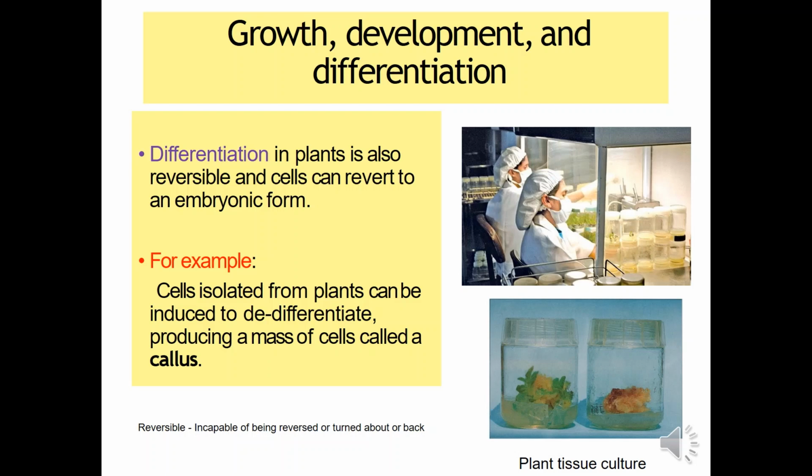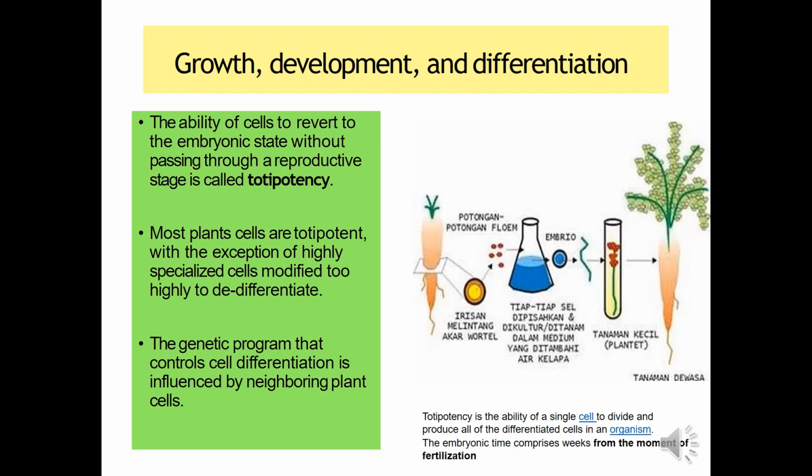They isolate cells from the plant, for example from the leaf, so it can be induced to differentiate. Just now you learned about differentiation. Now, in order to differentiate, the plant cells can reverse to an embryonic form, producing a mass of cells that you call callus. The plant has the ability to revert to the embryonic state without passing through a reproductive stage. This ability we call totipotency.